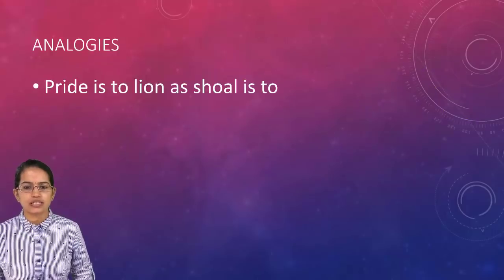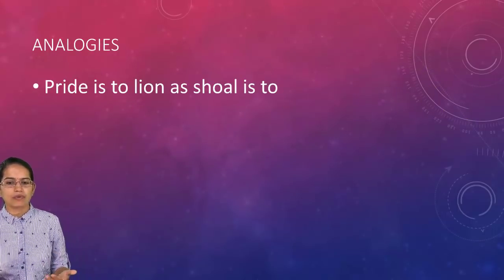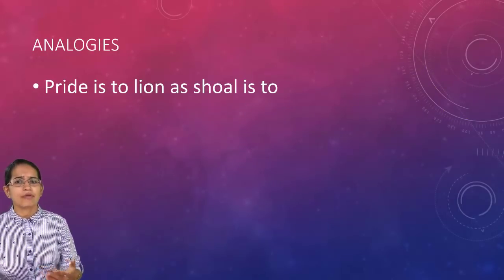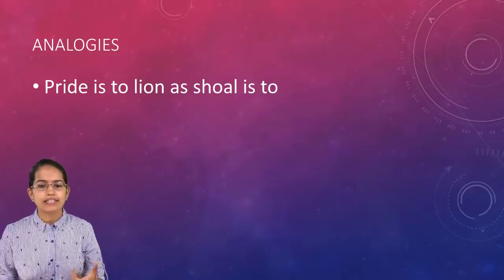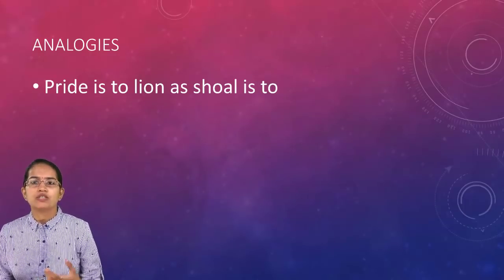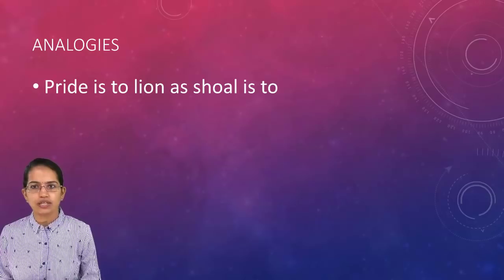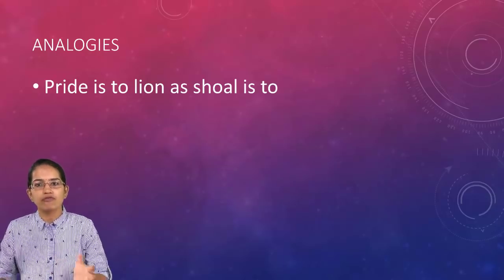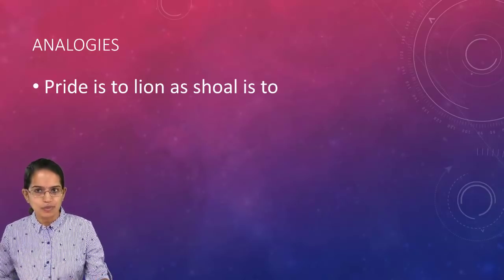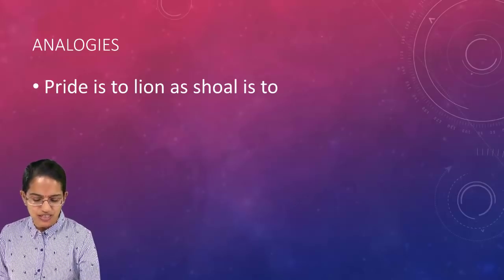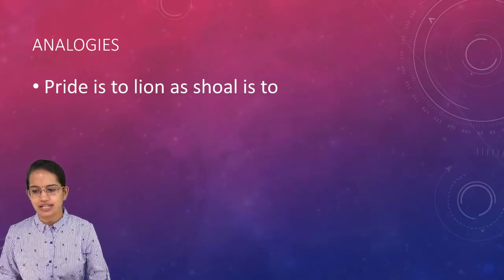The next question is on a simple analogical problem. I don't have the choices. I believe you should know this. So pride is to lion as shoal is to. So pride is a group of lions. So what is the group of which animal probably is called as shoal? So I'm looking for the right answer.